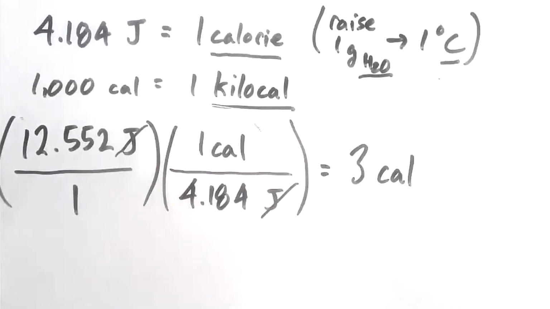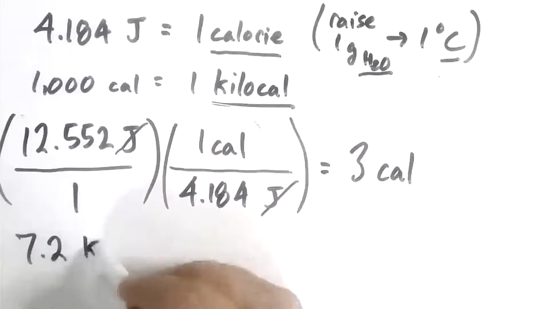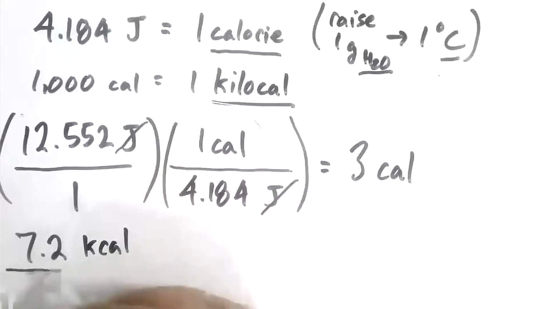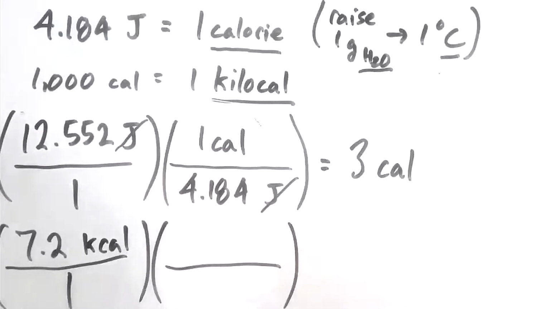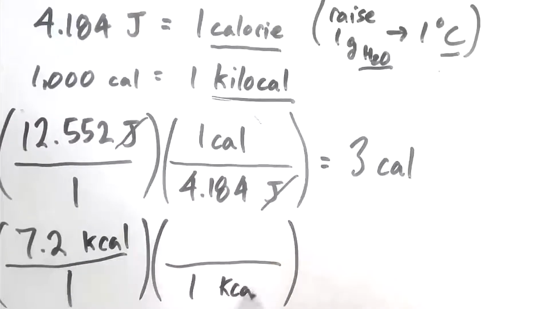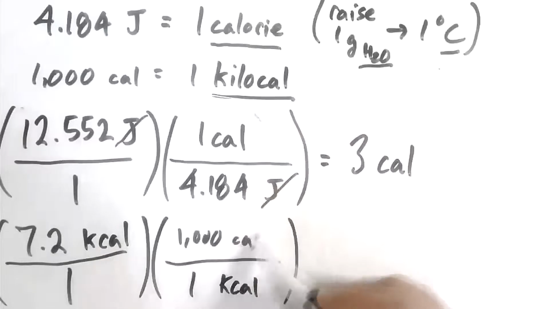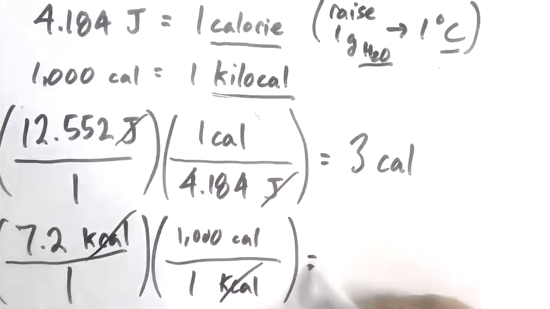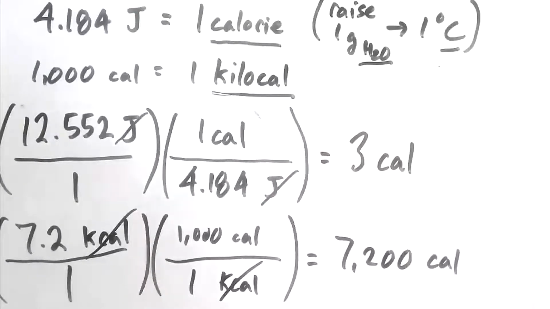Or someone could tell us, hey, we've got 7.2 kilocalories as our given. We want to know how many calories that is. So we write it as a given over 1, a fraction inside parentheses. Our conversion factor says that for every 1 kilocalorie, we have 1,000 calories. So kilocalories will cancel, and our answer here is 7,200 calories. In this case, notice that we only have non-ones on the top, and so it's just multiplication.